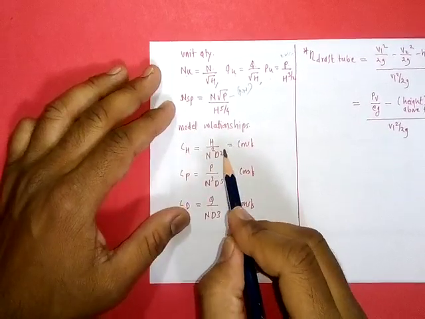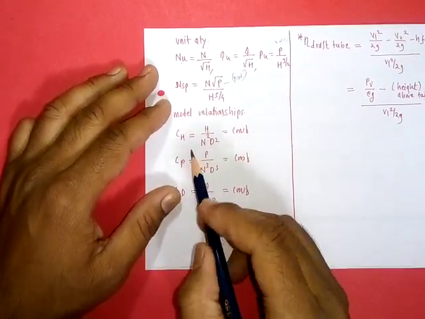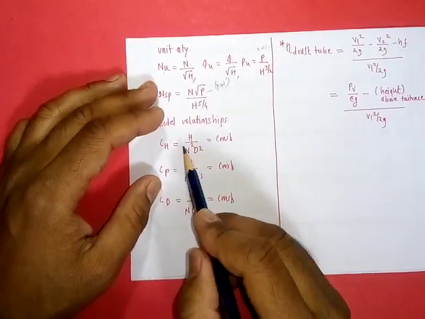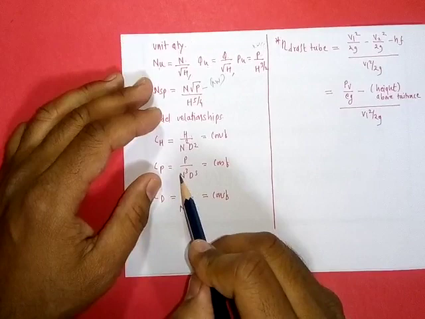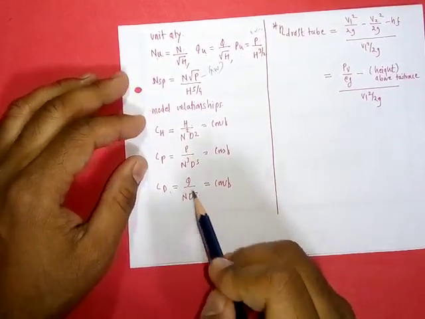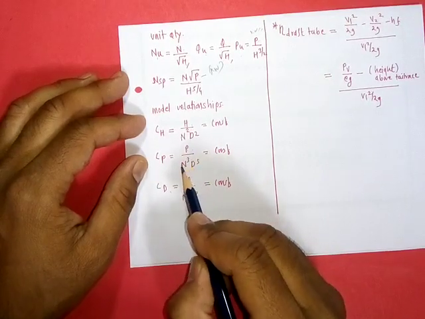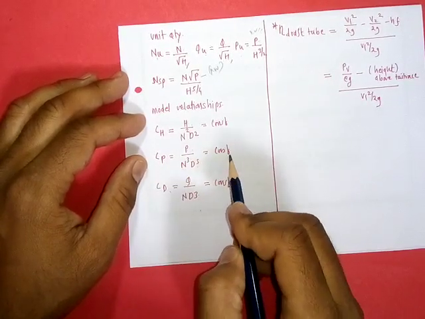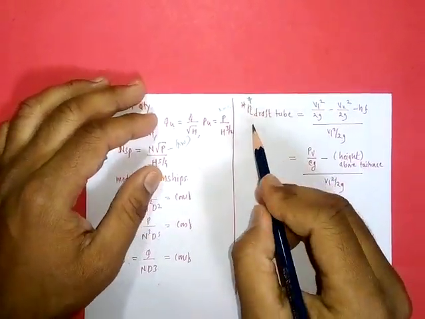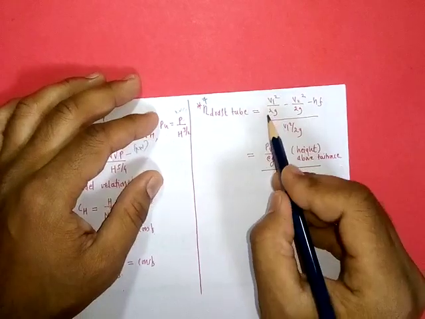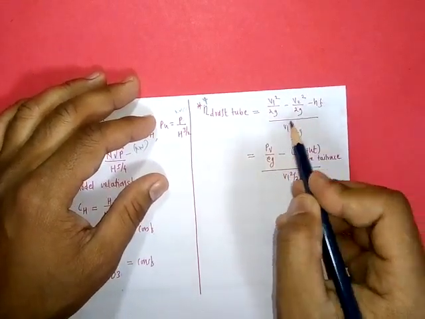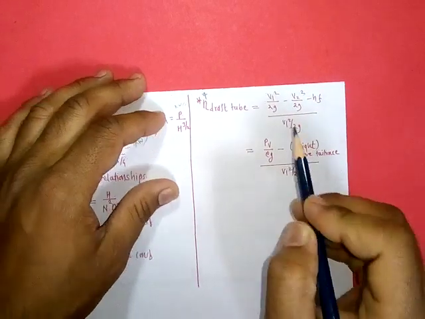Then we have derived model relationships in the last chapter. These relations remain the same. Head coefficient is equal to H upon N square D square. Flow coefficient, or discharge coefficient, is Q upon N D cube, constant. And power coefficient, P upon N cube D raised to 5, is equal to constant. Then again, an important one, draft tube. Draft tube efficiency is equal to V1 square upon 2g minus V2 square upon 2g minus hf, upon V1 square upon 2g.